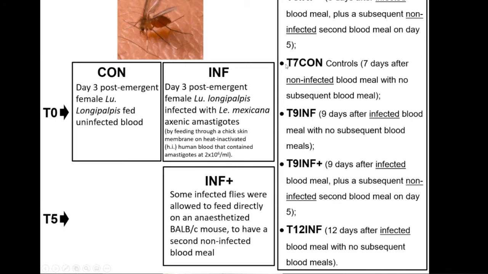The controls were killed on day 7 after the first blood meal. We also had 9-day-old ones that only had an infected blood meal, and 9-day-old ones that also had this second blood meal. And lastly, we had some with quite a long infection, 12 days post-infection, but they didn't have the second blood meal. So you'll see these acronyms pop up associated with the images we're just going to look at.